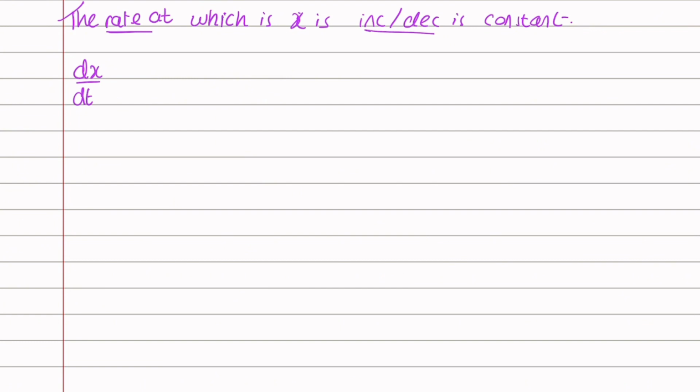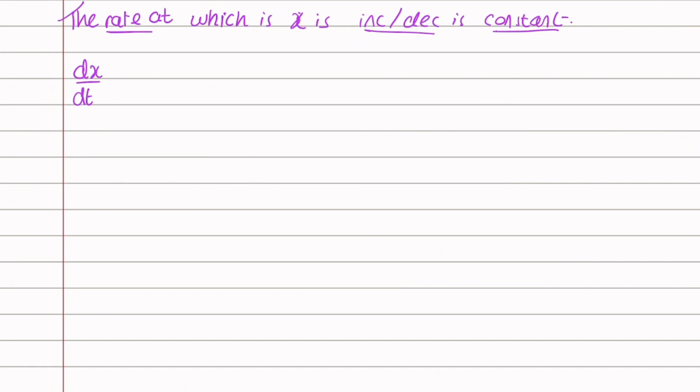So let's get started with the first type of relationship, which is: the rate at which x is increasing or decreasing is constant. So what that means is that we now know the rate itself means dx on dt. The rate of change in x is just the change in x per unit time. So it's dx on dt. Increasing or decreasing means that the derivative is going to be either positive or negative.